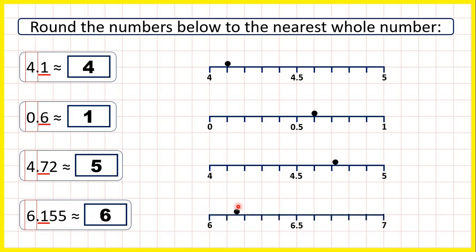And we can see 6.155 is between 6 and 7, but it's closer to 6. We can also see that 6.155 is between 6.1 and 6.2.